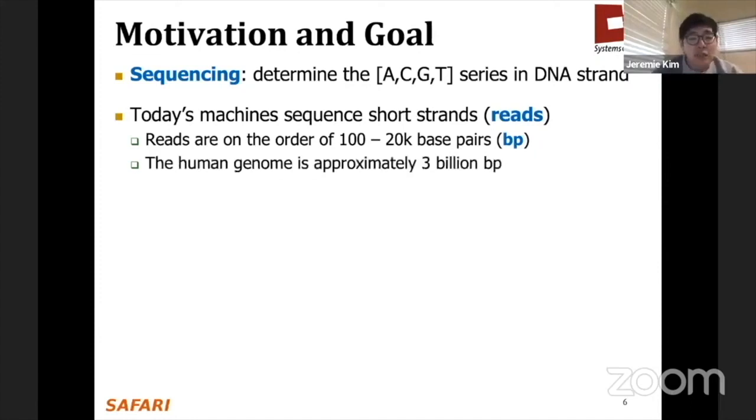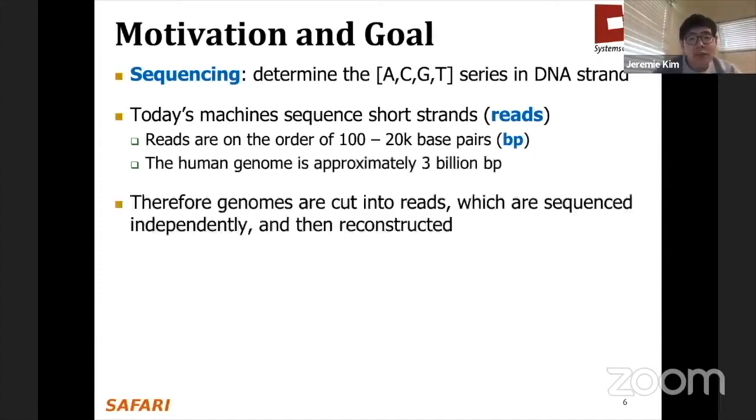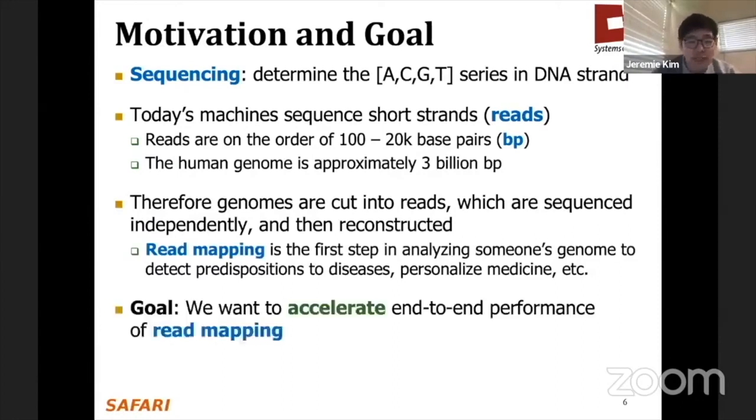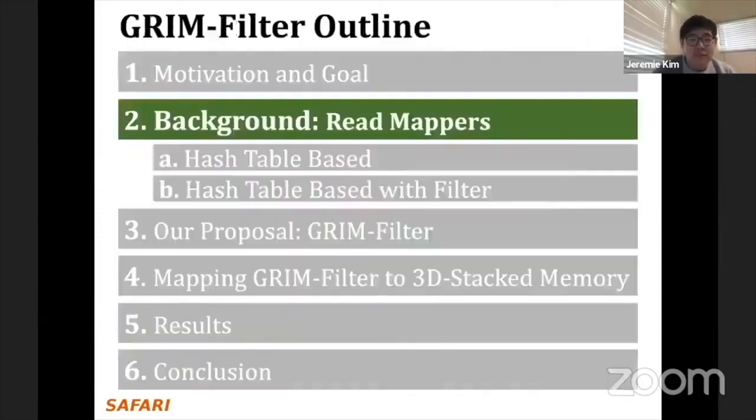And the human genome is approximately 3 billion base pairs. Therefore, the genomes must be cut into reads, which are sequenced independently and then reconstructed. So read mapping is the first step in analyzing someone's genome to detect predispositions to diseases, personalized medicine, and of course, popularly now is to identify different COVID variants. So the goal here is to accelerate end-to-end performance of read mapping. I'll go into the background of ReadMappers, and in this paper, we focused on hash table-based ReadMappers because they were more accurate and more comprehensive compared to other methods.